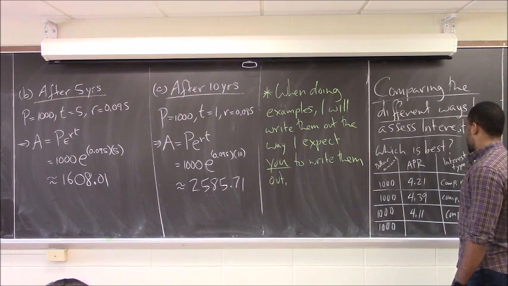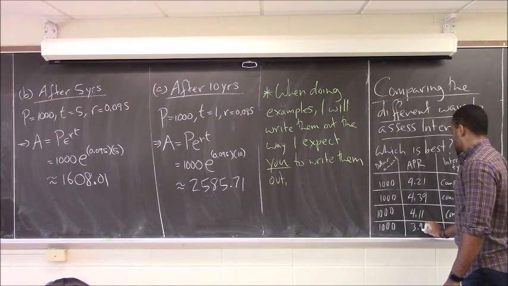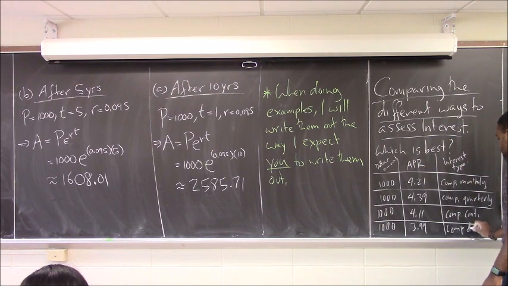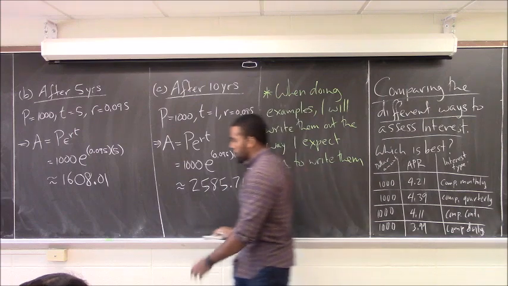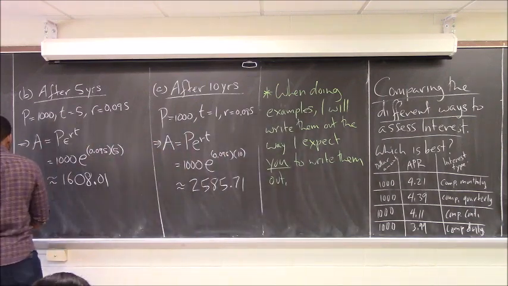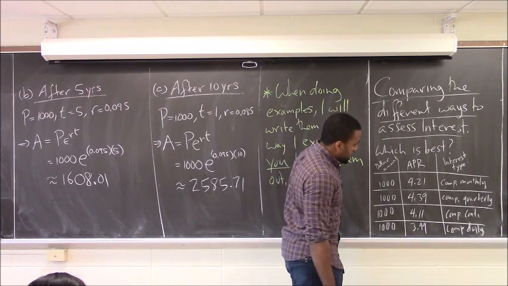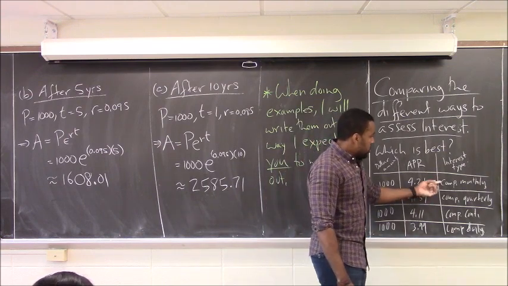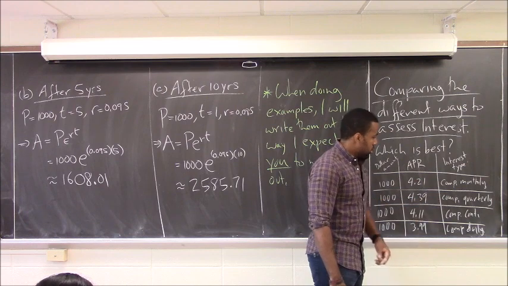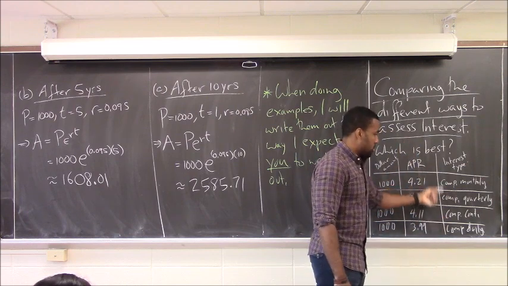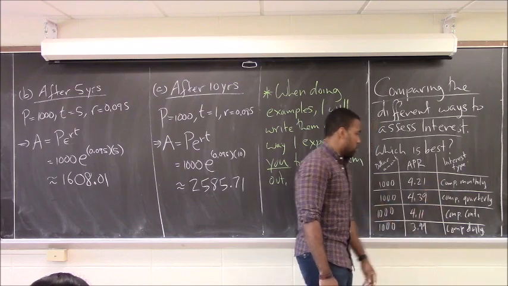Say something like 3.99 compounded daily. Now you may want to figure out which scenario will be the best for you if you're trying to grow money, or which one will be worse for you if you're trying to borrow money. In general, we'd expect this one to give a larger value than that one, and this one to give a larger value than all of these. This one would give a larger value than these two, but not that one.